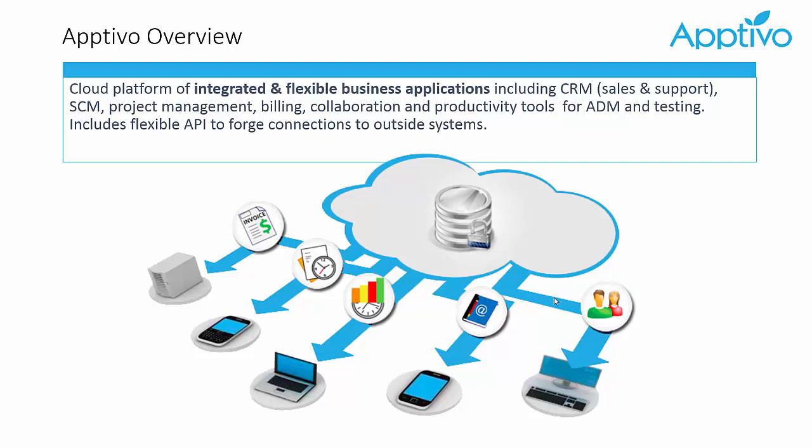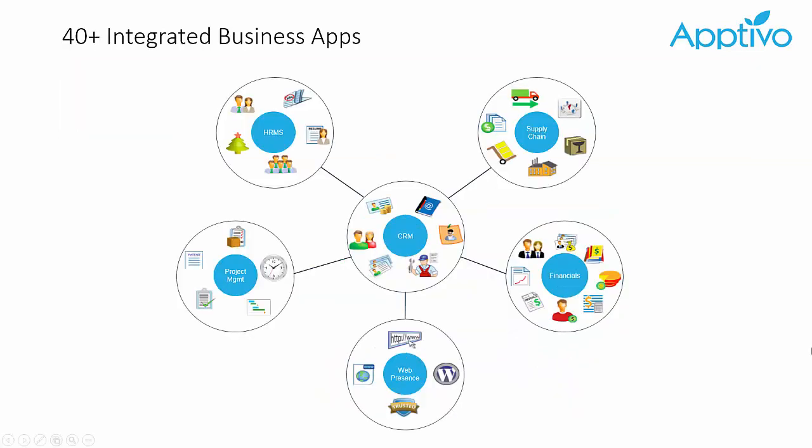Apptivo is an online suite of integrated business applications, including many different apps that cover all sorts of different functions, such as invoicing, project management, supply chain, human resources. But at the core of everything is our CRM system to track sales, support, and general contact management and interactions with customers. And what we've done is we've introduced a brand new layer of our technology, what we're calling version 6, which includes a ton of great new enhancements to the platform.